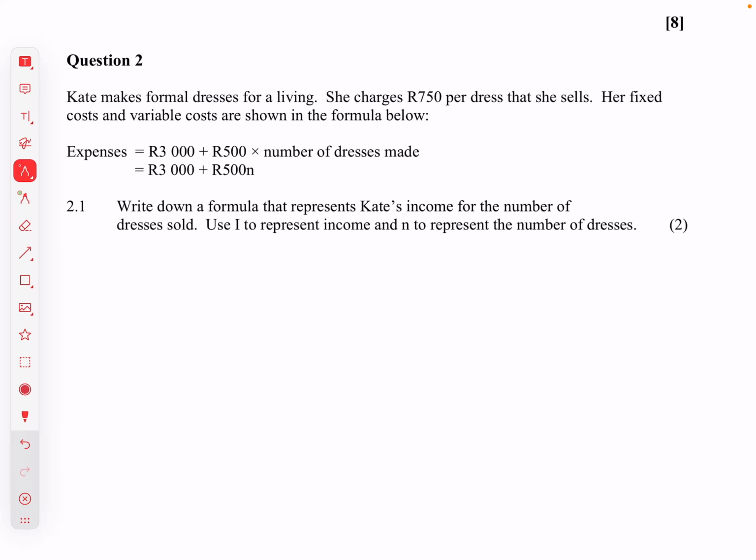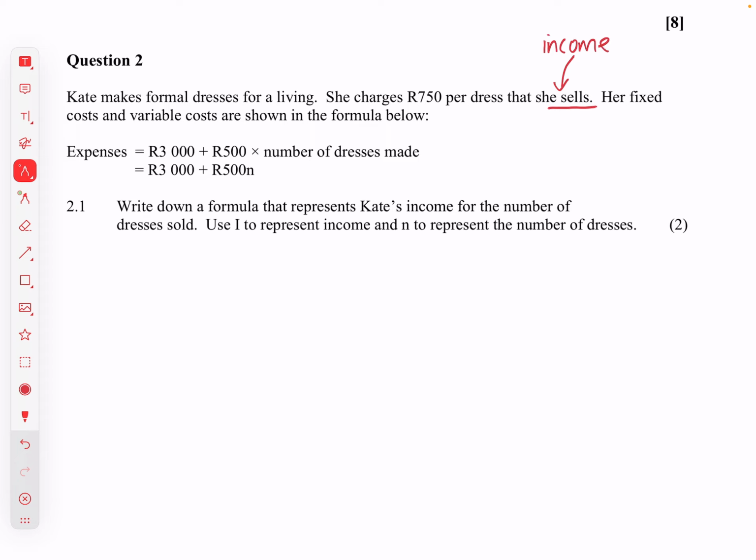Today we're going to be going through income and expense graphs. This is taken from one of my questions out of an exam paper. Kate makes formal dresses for a living. She charges 750 Rand per dress that she sells. So when you see the word sells, you know that we are going to be talking about income.